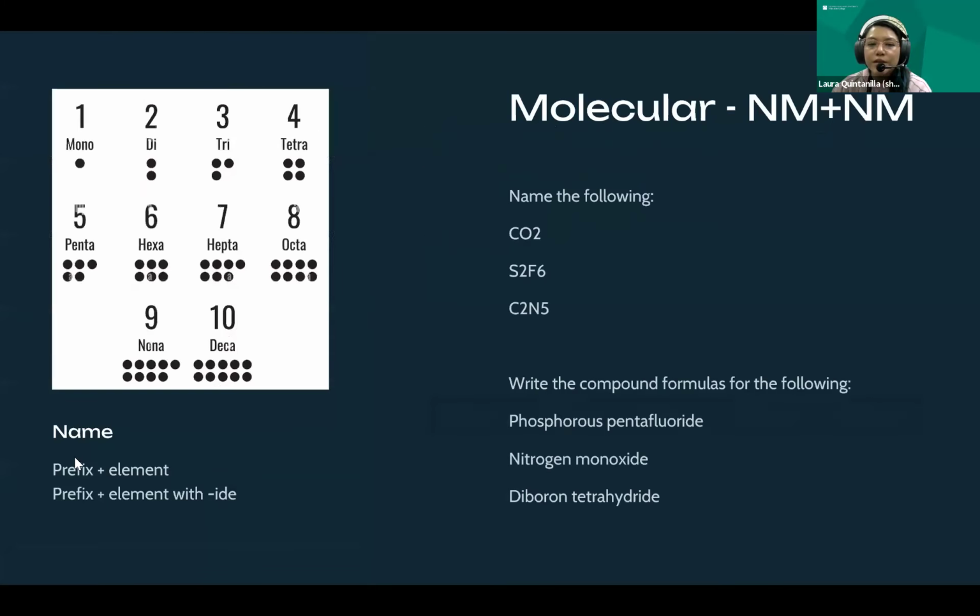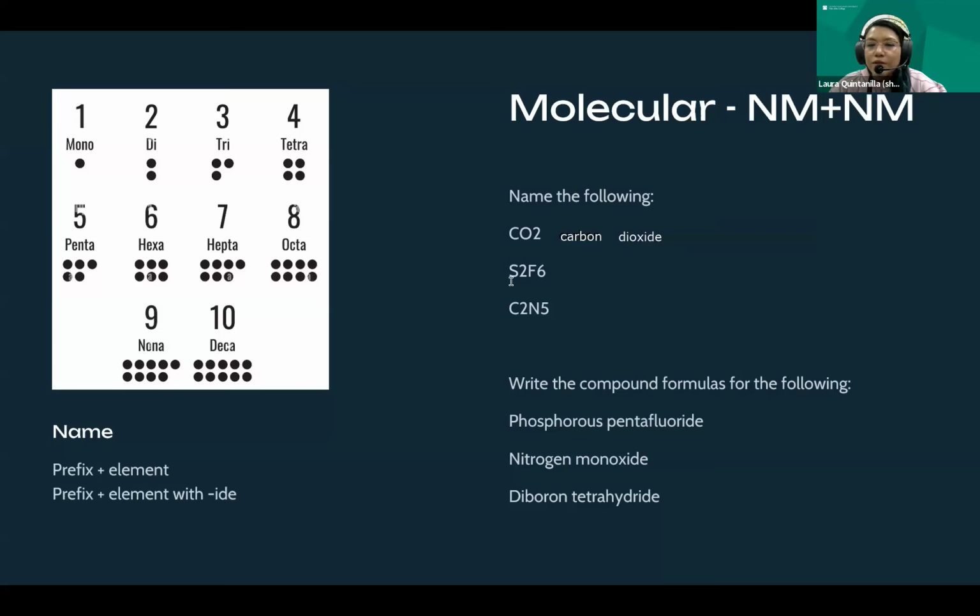So now we're going to do some examples, some of which we already kind of did. Like this first one, we're looking at the name of the element, which is carbon. Carbon. And then the prefix for 2 is di, and that oxygen is going to become oxide. So that would be dioxide. So that's the first one.